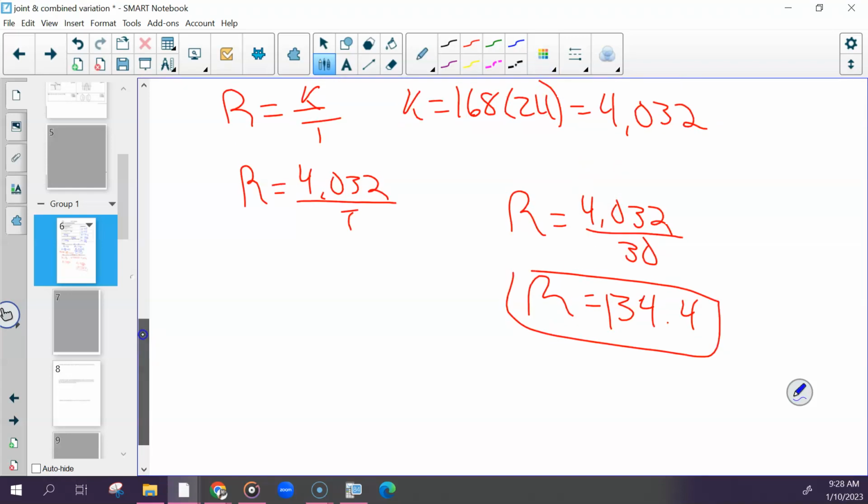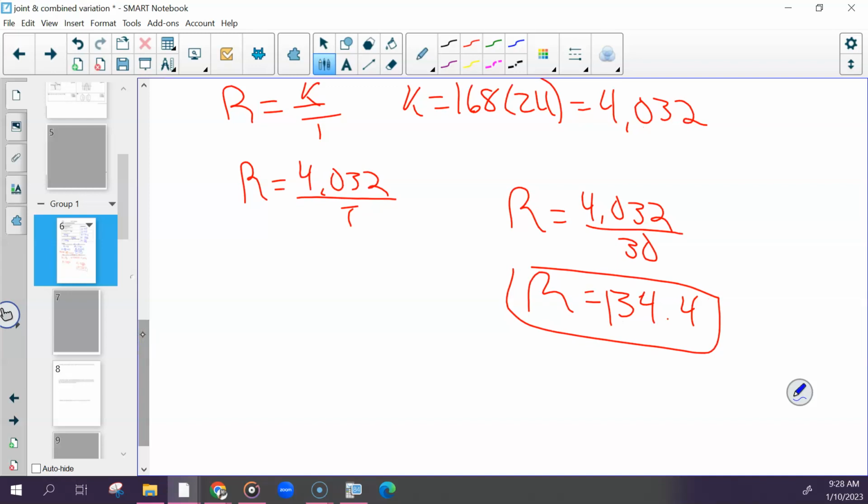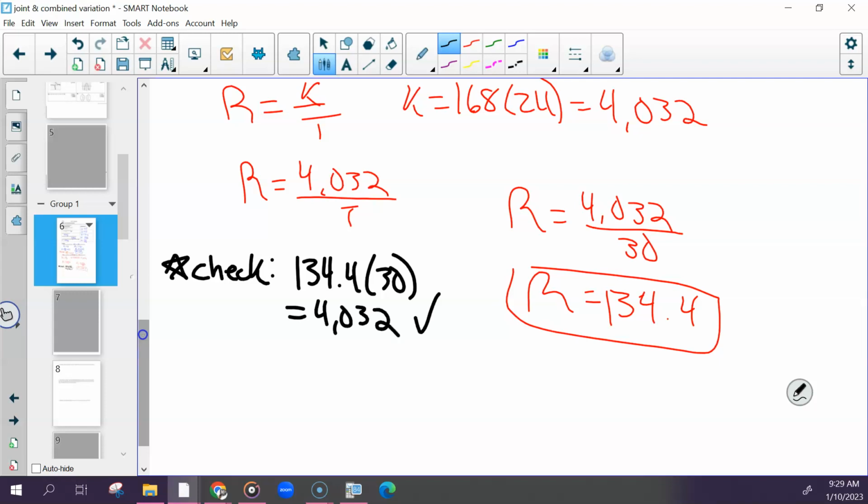134.1. Just to check ourselves, if we were to multiply this and 30, we should get 4,032. Does that work? Yes. Questions on that one? Let's go on to the next page.